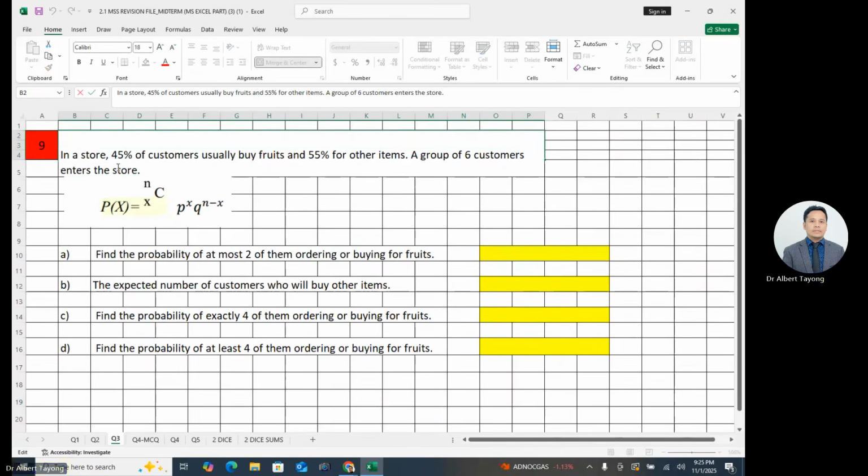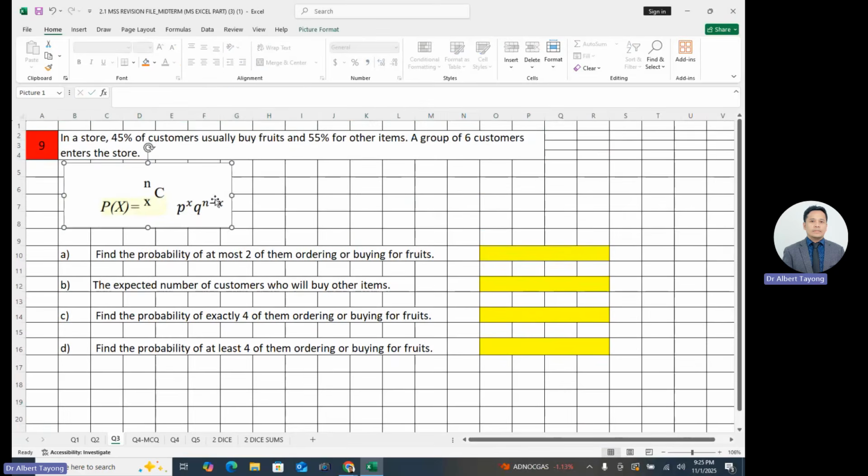We have 45% for the fruits and 55% for other items. So the formula for the manual method is this: n choose x, p raised to the power of x, q raised to the power of n minus x, which is really very tedious. It's going to be so lengthy if you're going to use a calculator and manual method. So here, what I'm going to show you is to solve this in Excel, which is really very, very fast.